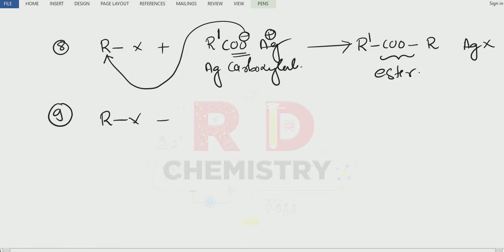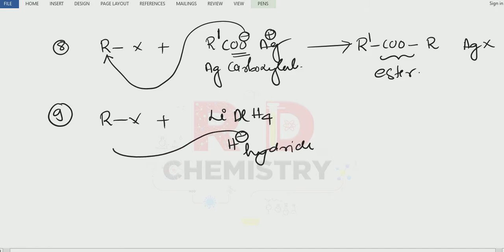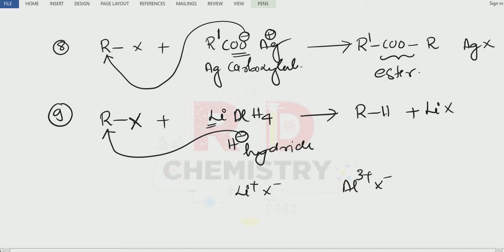Alkyl halide reacts with lithium aluminium hydride. Remember, hydride means H minus. Hydride is a nucleophile. A nucleophile can easily attack the carbon atom. The halogen goes out, so we write RH. Now what will happen to the lithium? Lithium halide is formed, Li plus X minus, so LiX. Then aluminium halide: aluminium valency plus 3, halide minus, therefore AlX3.